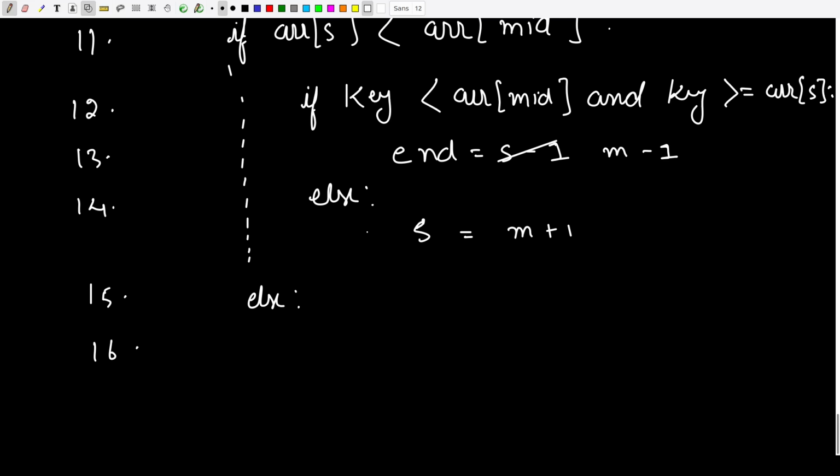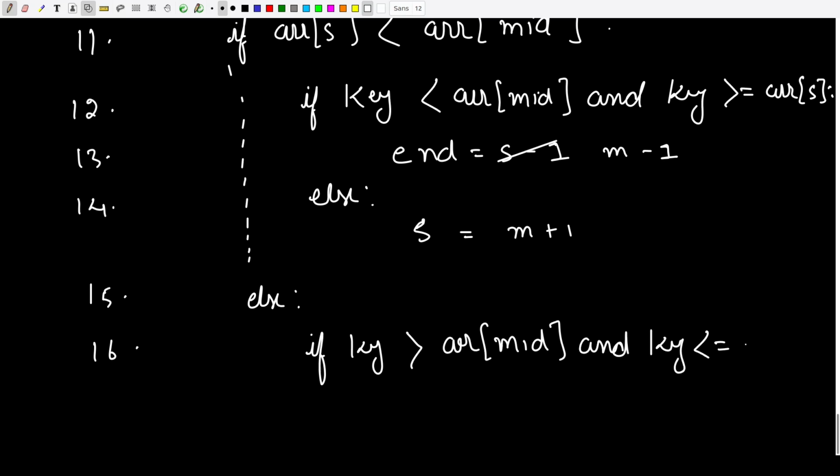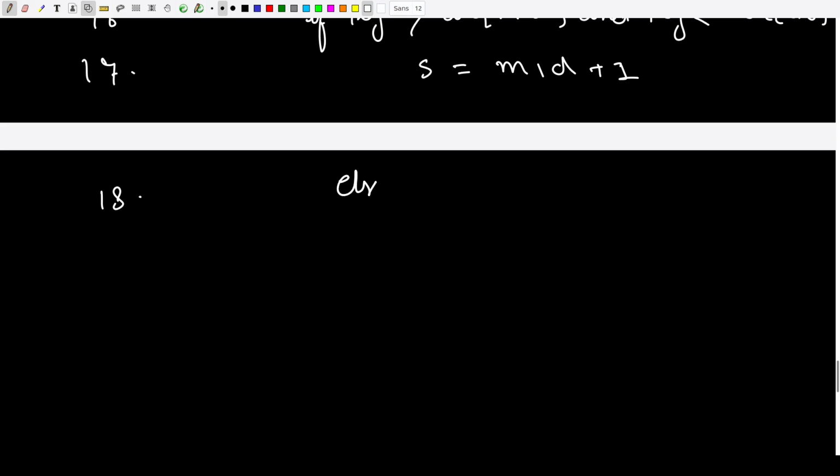So if the first part of the array is not sorted, then that simply means that the second part of the array is sorted. Now if the second part of the array is sorted, let us first check whether key is there in the second part or not. So if key is greater than ARR mid and key is less than or equals to ARR end, then that simply means key is there in the second part of the array, because of which we just have to update our start pointer and start will be equals to mid plus 1. Otherwise, the key is there in the first half, because of which our end pointer will be updated as end equals to mid minus 1.